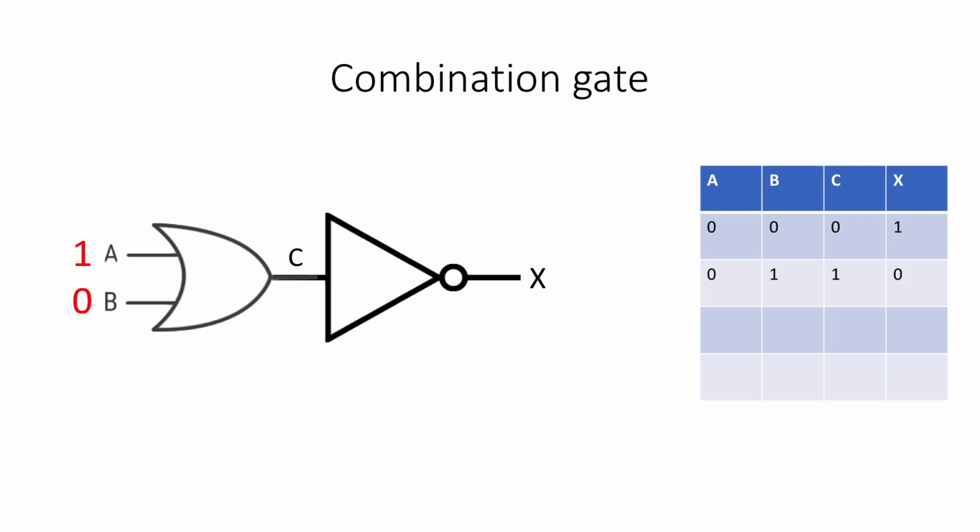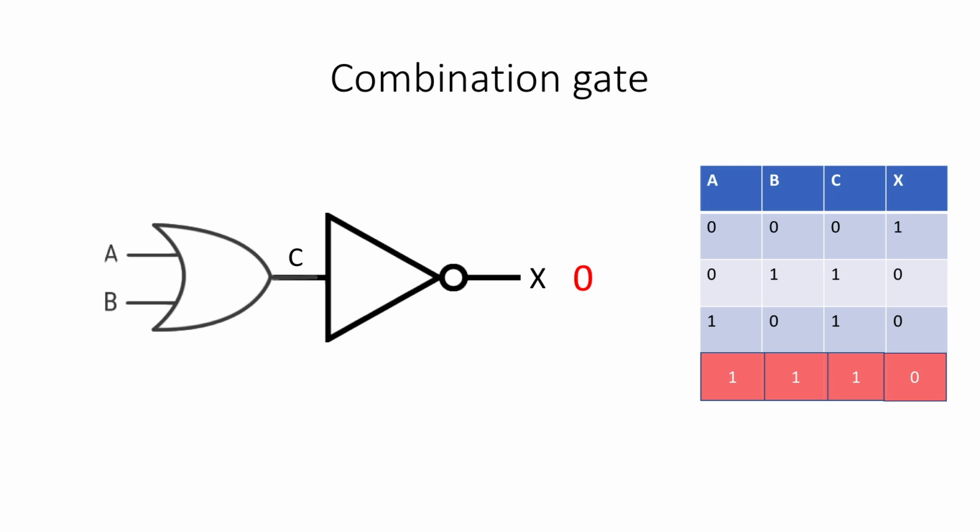Let's look at another one. A is 1 and B is 0. So A going in as 1, B going in as 0, the OR gate produces 1 as a result for C. Then with 1 going into a NOT gate, we expect X to be 0. And finally, A is 1 and B is 1. We expect the OR gate to produce 1 as an output for C, and with 1 going into the NOT gate, X should become the opposite, which is 0.